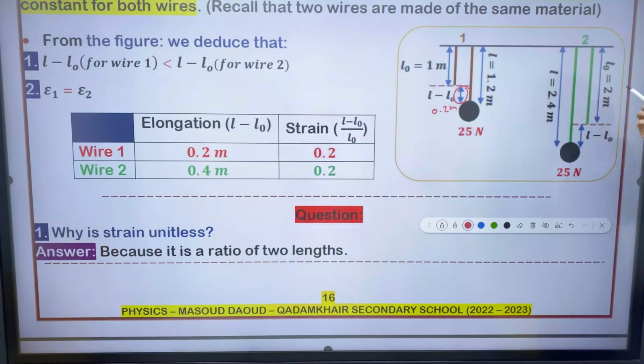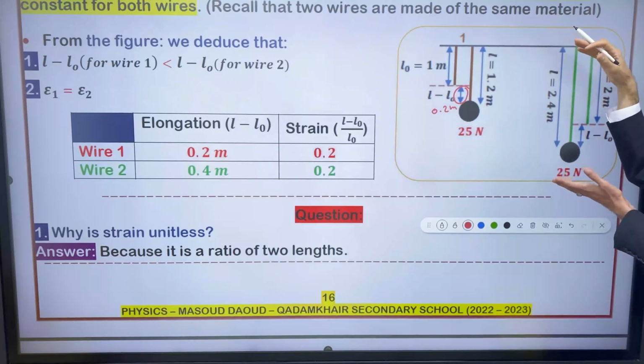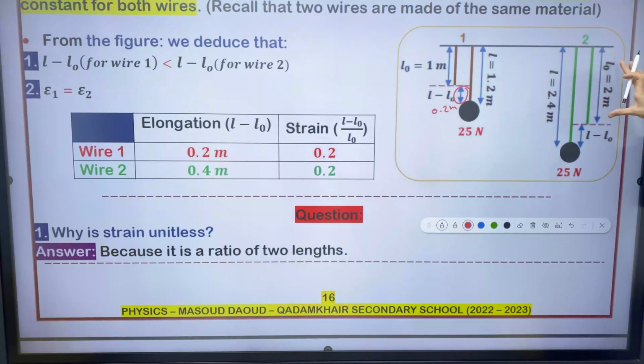It says 2.4, it's L, the final length. What was the initial length? L naught, 2 meters. I want you to find the difference between the final length and initial length. When you find that difference, you found the elongation. Subtract the initial length from the final length, and this number, 2.4 minus 2, becomes 0.4 meters.